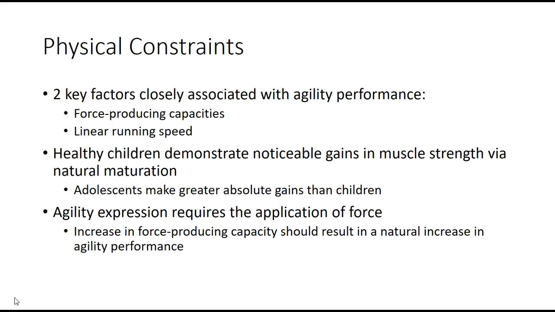In terms of force-producing capabilities, it's expected that healthy children will demonstrate noticeable gains in muscle strength during the developmental years as a result of natural maturation. We also understand that adolescent athletes make greater absolute gains than children. And given that agility expression requires the application of force, an associated increase in force-producing capacity should result in a natural increase in agility performance. However, a key issue is whether this force-producing capacity can be augmented through training.